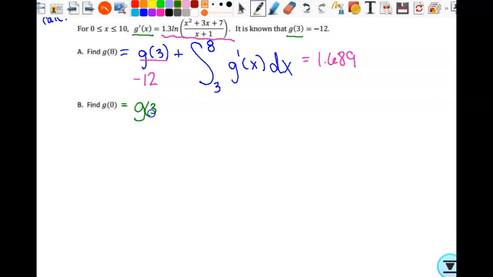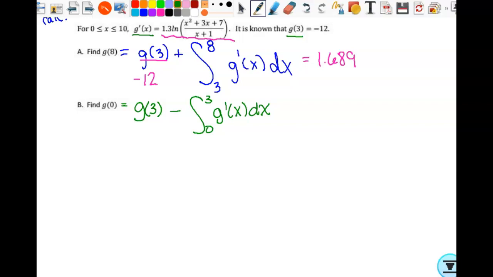So the way I think about this is I've got G of 3. Then I think about whether I'm adding or subtracting. I've got 0 and 3, and I want to go least to greatest, so I'm going to go from 0 to 3. If this number is down at the bottom, I'm adding. If this number's at the top, I'm subtracting. Does that make sense? And then I'm subtracting the integral of G prime of X dx.